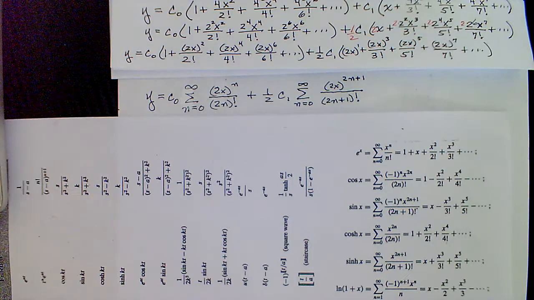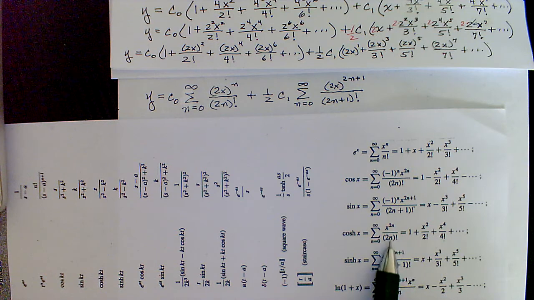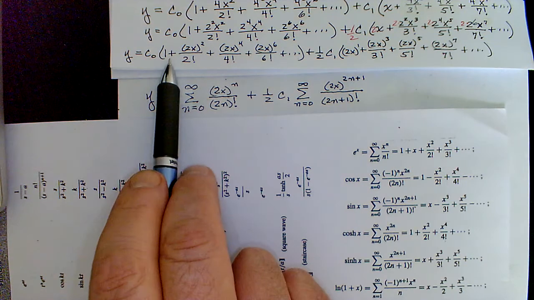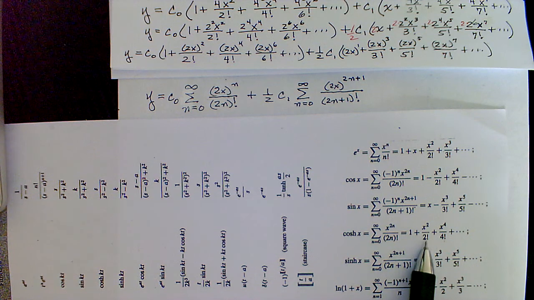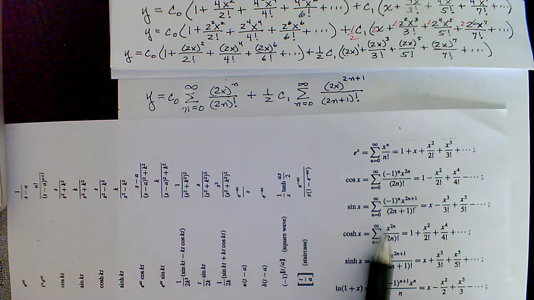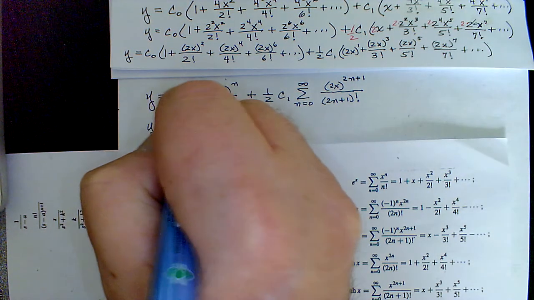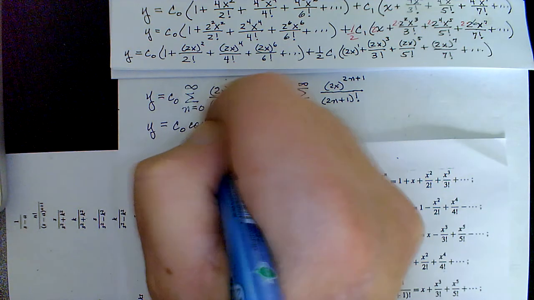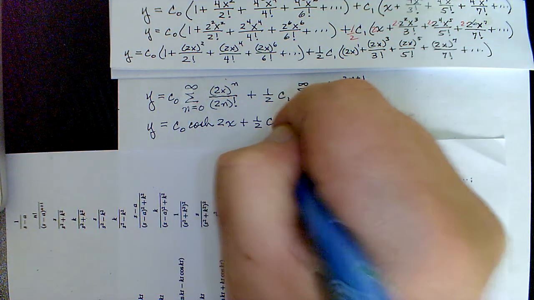And looking at either the polynomial expansion or the summation notation, recall we were on the, you could look at the polynomial expansion here, 1 plus 2x squared over 2 factorial. So there's 1, there's 2x squared over 2 factorial, 2x to the 4th over 4 factorial. So that's hyperbolic cosine of x, where x is 2x. You could see it in the summation notation even better. So this would be y is c sub 0 hyperbolic cosine of 2x. And then we have plus 1/2 c sub 1.